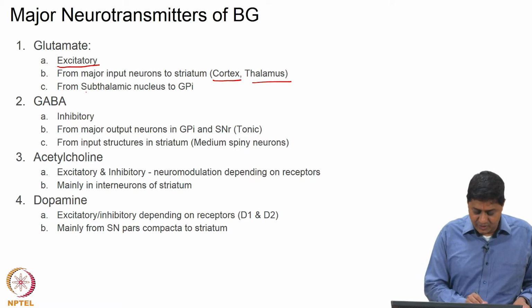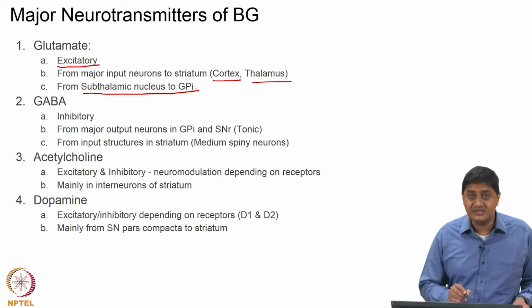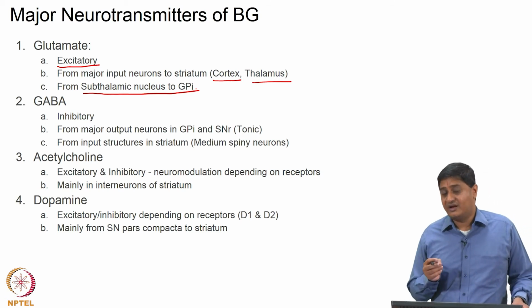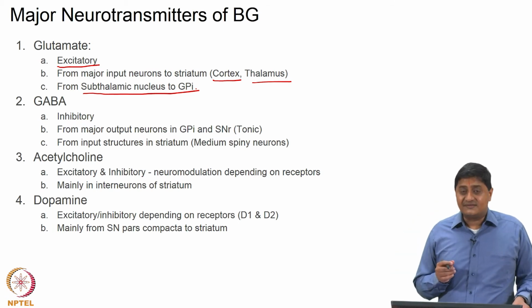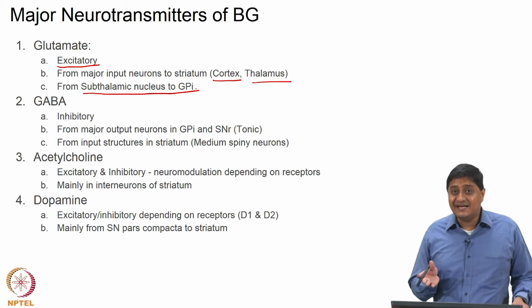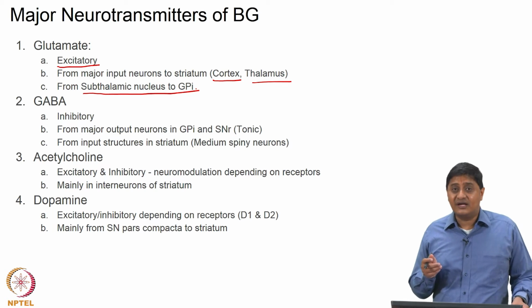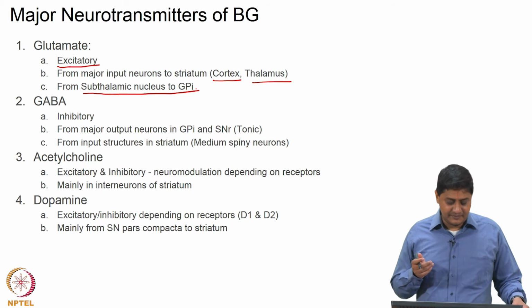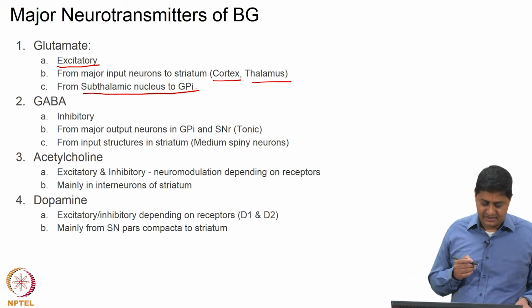The neurons that project from the subthalamic nucleus to the globus pallidus interna, which is the major output structure of the basal ganglia, form an excitatory pathway, which we discussed in the previous class. The pathway from the subthalamic nucleus to the globus pallidus internal is actually an excitatory pathway, thus increasing the level of tonic inhibition provided by the globus pallidus internal, right.